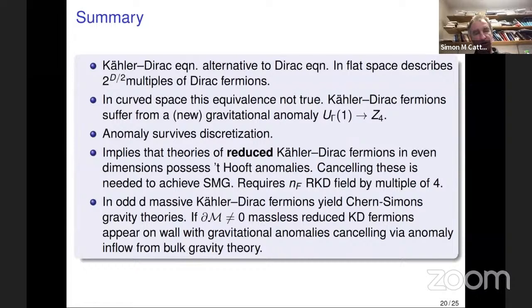The most recent work really is this stuff in odd dimensions, where we can see now how to write down consistent theories of reduced Kaehler-Dirac fermions coupled to gravity, using sort of this topological insulator type picture. And it looks like you need the number of reduced Kaehler-Dirac fields to be a multiple of 4 to cancel off anomalies and also to be consistent with 4 fermion interactions. But this construction generalizes for any number of odd dimensions, so it's not tied to the one example I gave you.